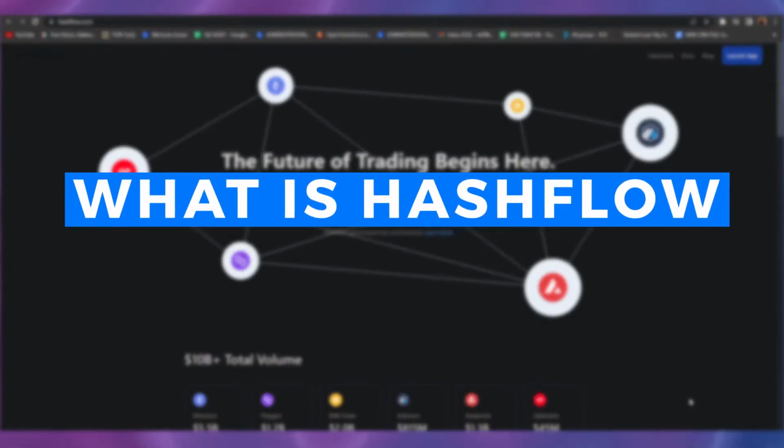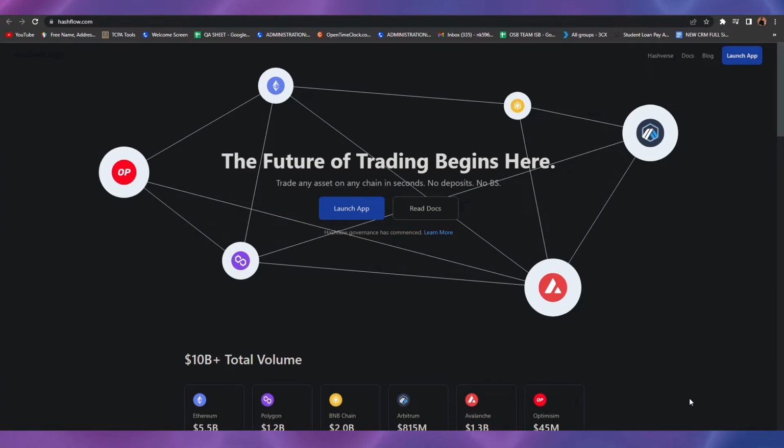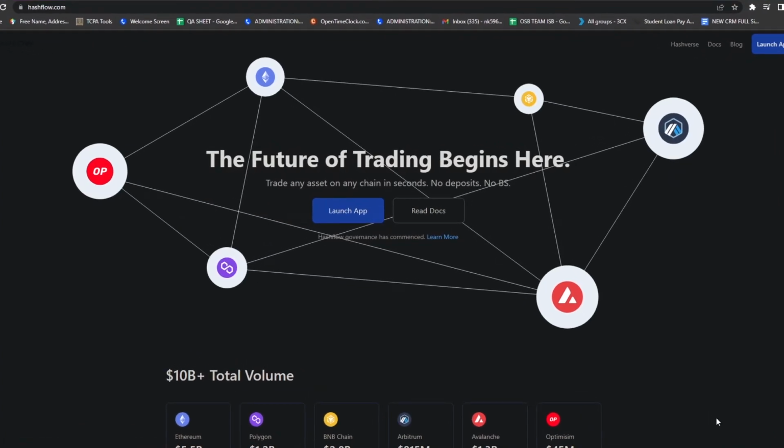In this video, we will be taking a look at what Hashflow is and how you can actually use Hashflow. So let's get into it. First, you need to know what Hashflow is. Hashflow is a decentralized exchange focusing on interoperability, zero slippage, and MEV-protected trades, and it allows traders to trade any assets on any chain in seconds by connecting their wallets.